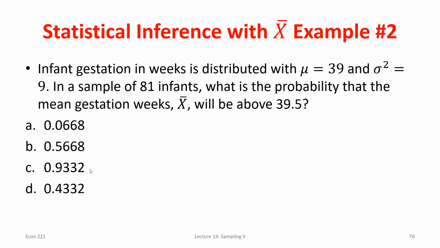Now here's something I want to point out. If I just looked at this, I might incorrectly think, well, 39.5 is not very far away from 39. So the area to the right of 39.5, if it's really close to the mean, should be closer to 0.5. And I might start out thinking, well, it's probably D then. Well, if I actually work through this, not quite, right?